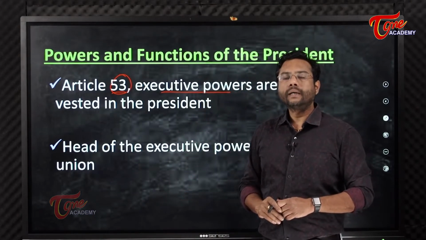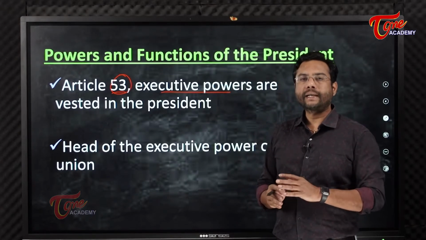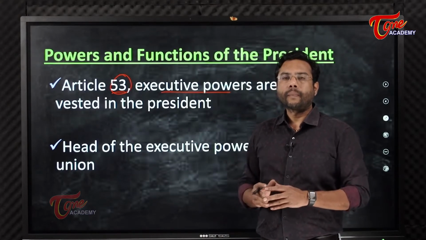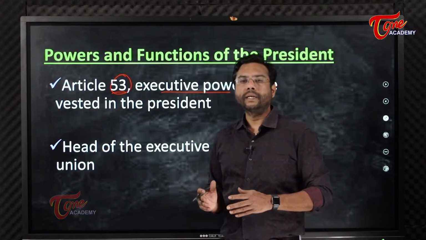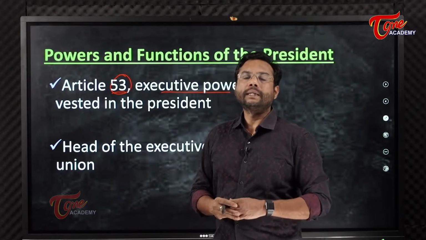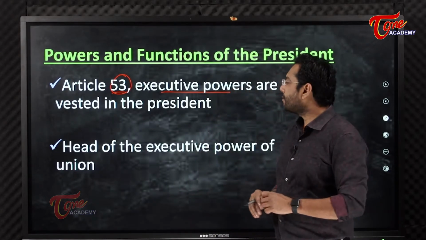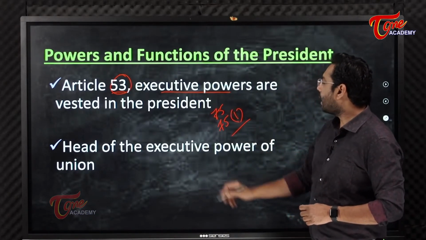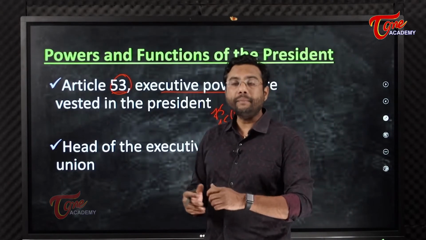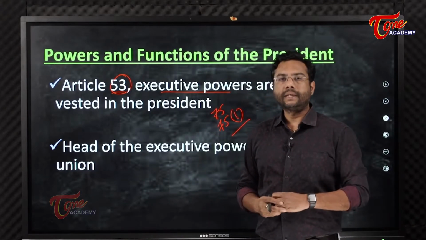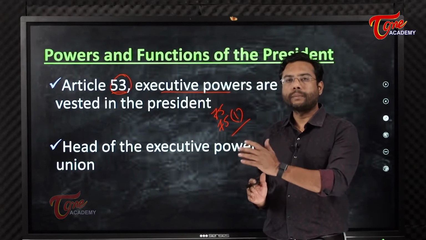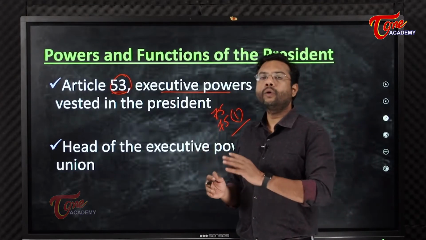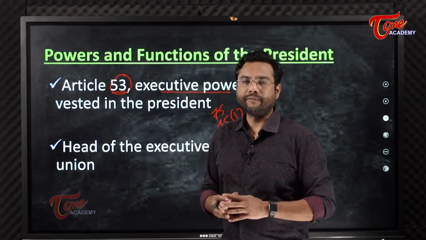We know Article 75. Article 75 says that the Council of Ministers is appointed by the president. So the Council of Ministers is appointed by the president on the recommendation of the Prime Minister. Here Article 75 Clause 1 says that even the Prime Minister is appointed by the President, and the Council of Ministers are appointed by the President on the recommendation of the Prime Minister. So obviously, because we know Council of Ministers are the executive.